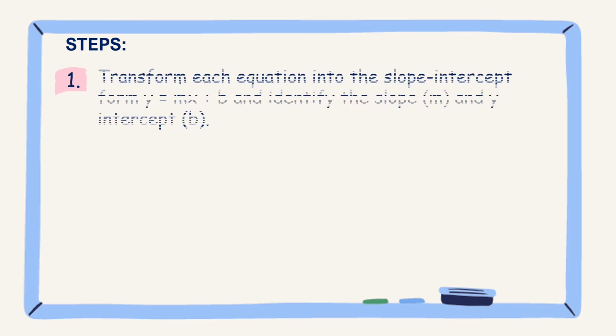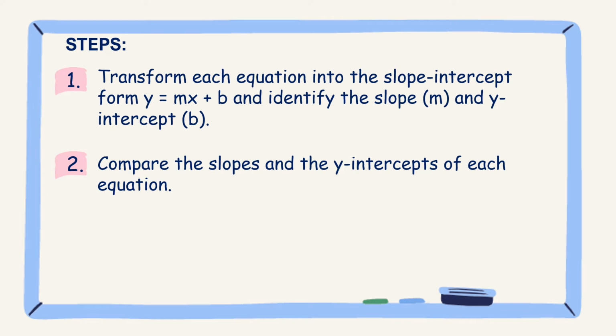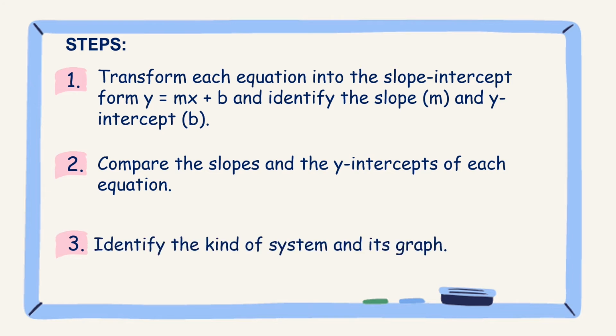Given the system of linear equations, you can determine whether the graphs intersect, coincide, or are parallel. You can also identify what kind of system is given. To do this, here are the steps that you can follow. Step 1. Transform each equation into the slope-intercept form y equals mx plus b and identify the slope m and the y-intercept b. Step 2. Compare the slopes and the y-intercepts of each equation. Step 3. Identify the kind of system and its graph.